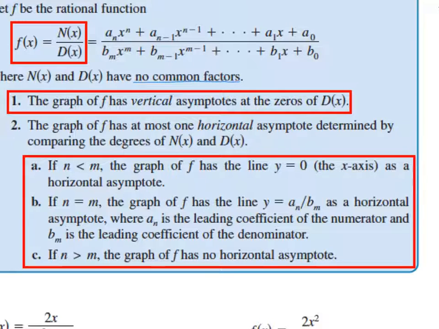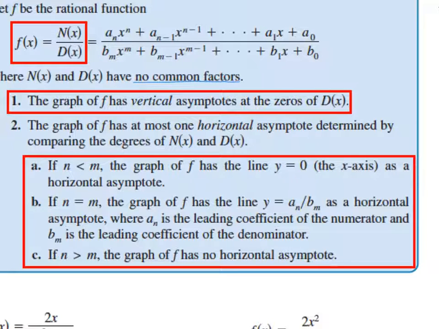Okay? Part B. If the degrees are equal, then your horizontal asymptote is this ratio right here. Y equals this ratio. Can someone put this into their own words? It's the numerator coefficient over the denominator coefficient. Okay, look at your leading coefficients. It's the ratio of the leading coefficients. Okay? a sub n was your leading coefficient in your numerator. b sub m is the leading coefficient in your denominator. So it's going to be the ratio of those two coefficients.